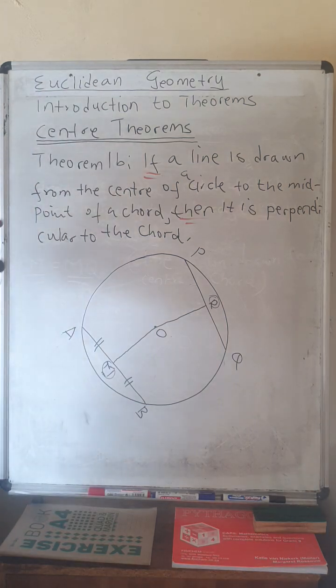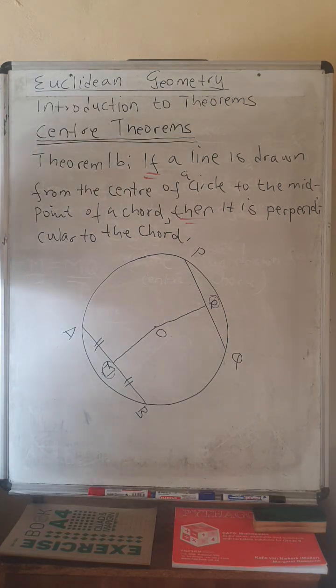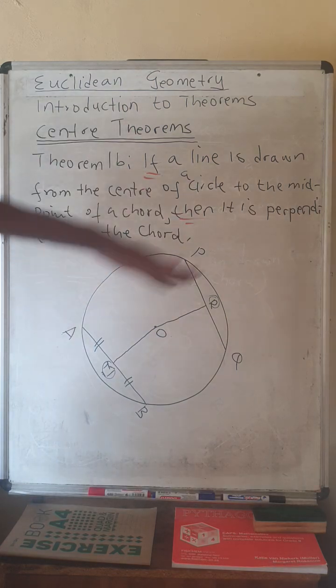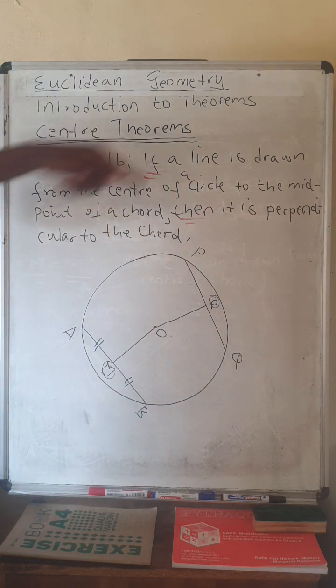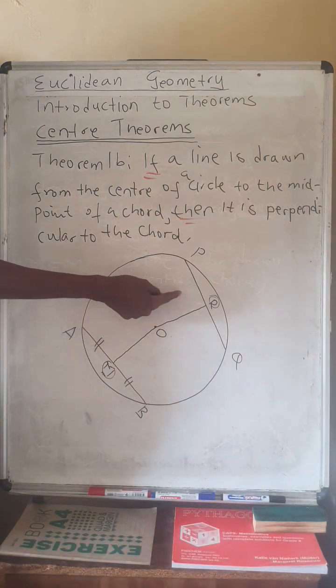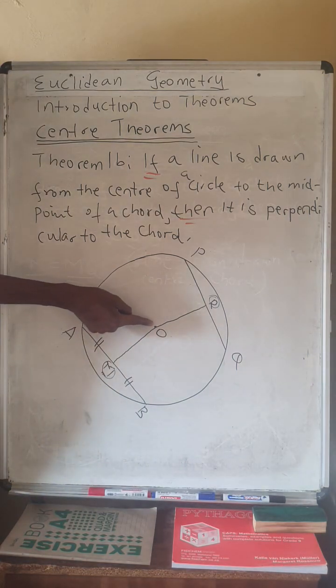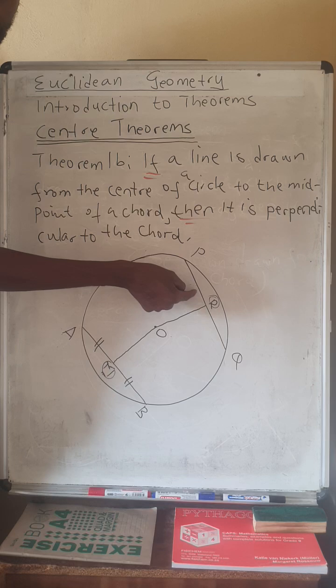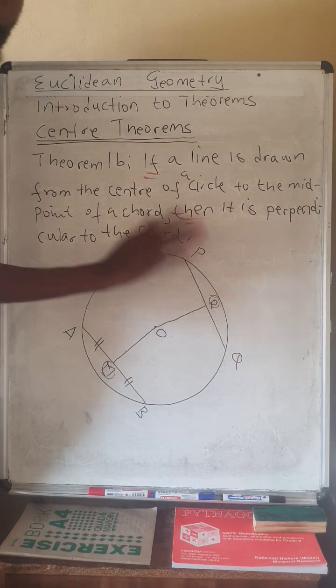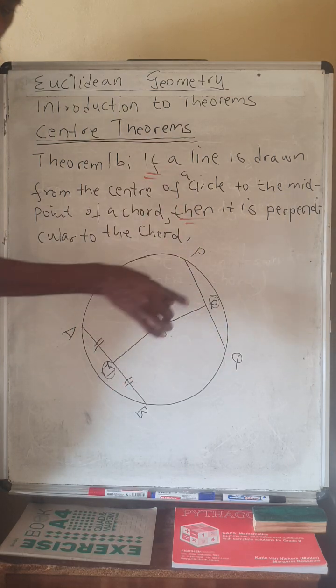Now, in which one can we be able to apply this? In which one is the theorem? So is the condition of this theorem met? Can I apply it here? Am I having a line from the center? Yes. But is this line being drawn to the midpoint? Is R the midpoint of PQ? No, we can't say that. Nothing is being said about R.